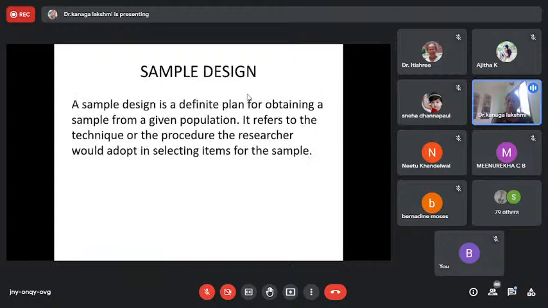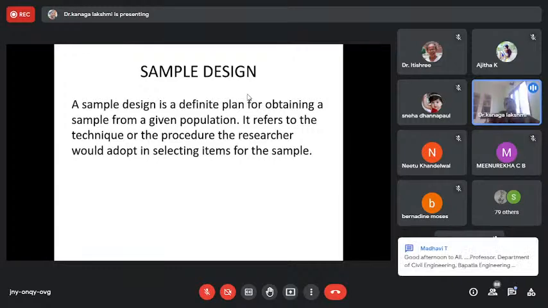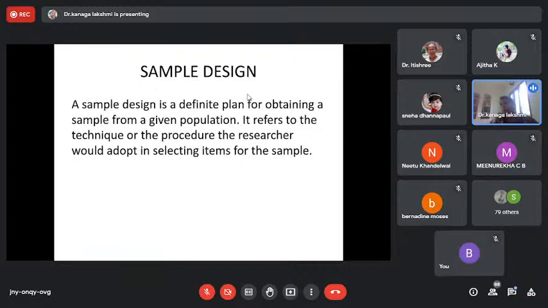Okay. Next, sample design. What do you mean by sample design? Sample design is a definite plan for obtaining a sample from a given population. It refers to the technique or procedure the researcher would adopt in selecting items for the sample. I'll explain with a simple example. If you want to study women entrepreneurs in Vellore district, you have to prepare a sample plan, a sample design for that, isn't it? So the right type of sampling technique you should apply. How do you pick those women entrepreneurs?